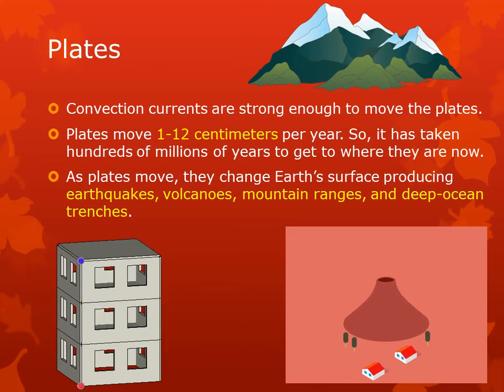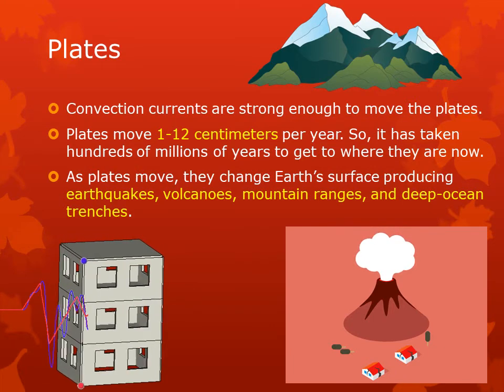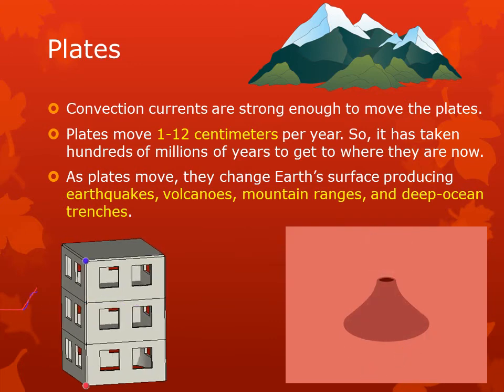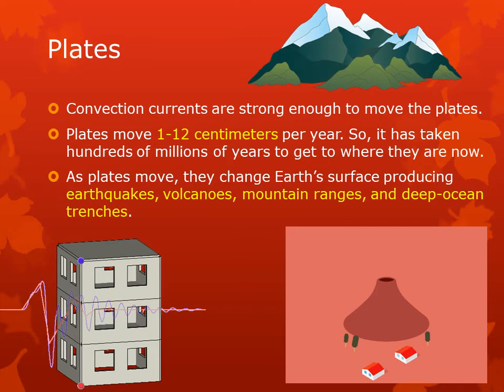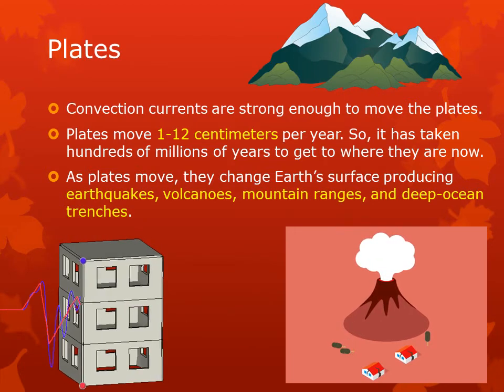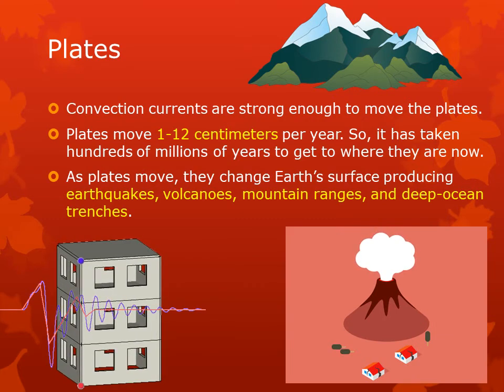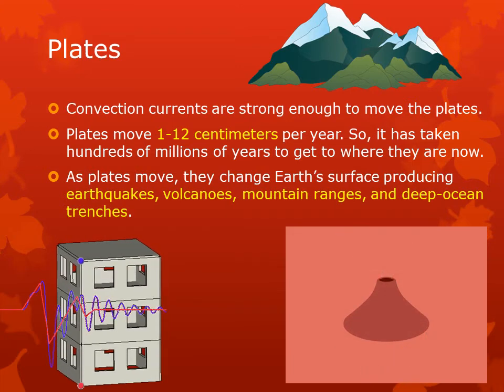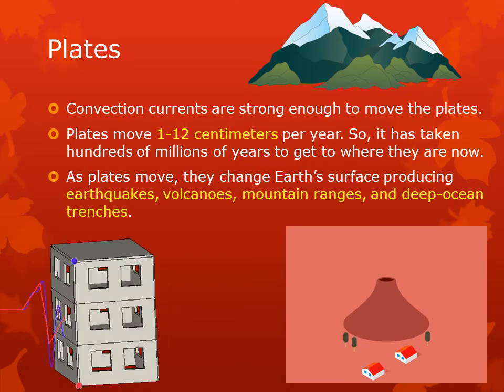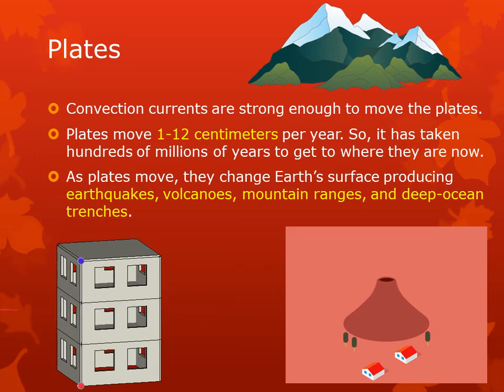So first, though, we have to understand that the convection currents in the mantle are strong enough to move the plates. We're talking about some of the strongest forces in nature. The convection currents in the mantle are strong enough to move land the size of continents. But they're not moving very fast. Most plates move between 1 to 12 centimeters per year. So, with this, you can guess that it takes hundreds of millions of years for the plates to get where they are today.